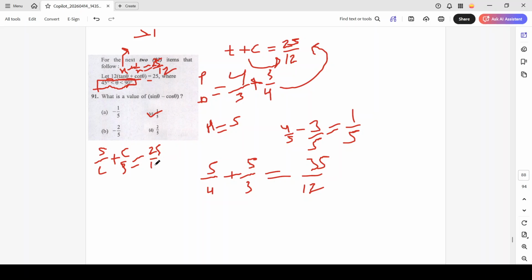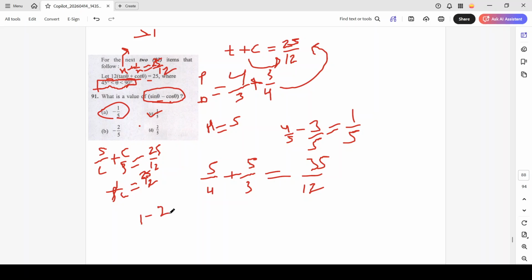And if I take the LCM of this, that will be sin theta cos theta, and this will become sin square plus cos square. Then this will become 1 by sin theta cos theta, equal to 25 upon 12. Okay. So if I square both sides, then I have to square the options also. Now what I will see is that this will be left with 1 minus 2 sin theta cos theta.